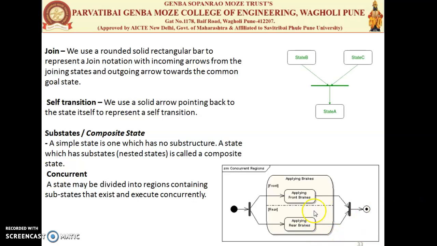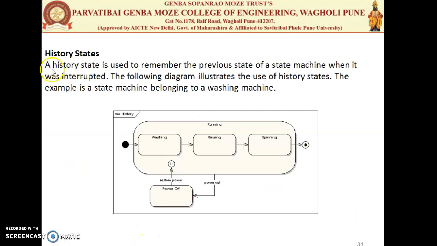So these are concurrent states under the composite state, that is, apply brakes. Next is the history state.